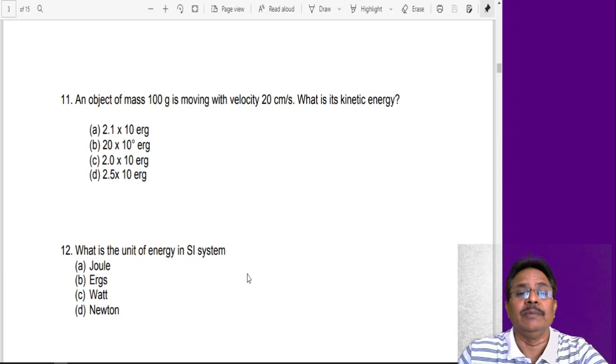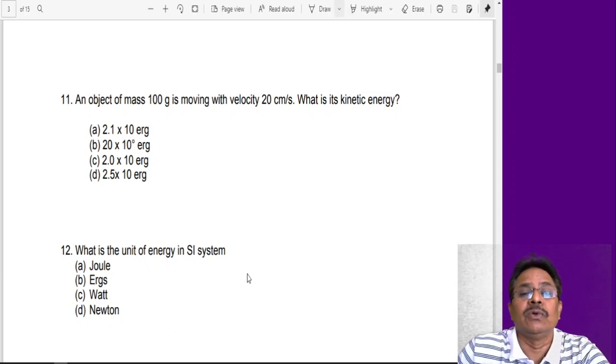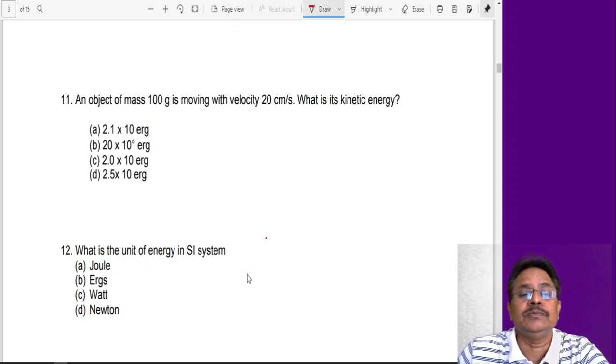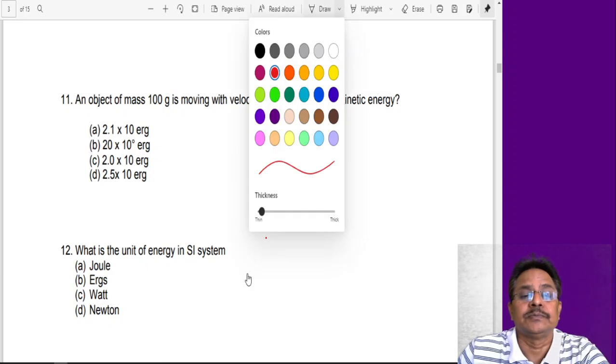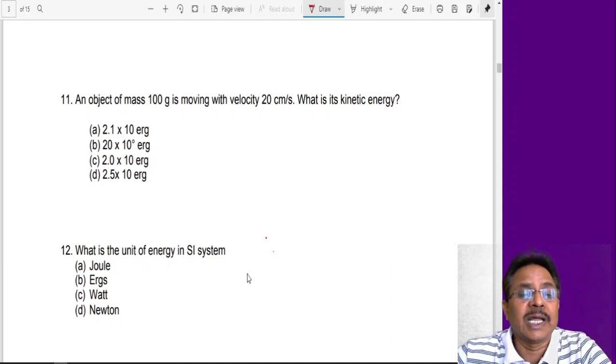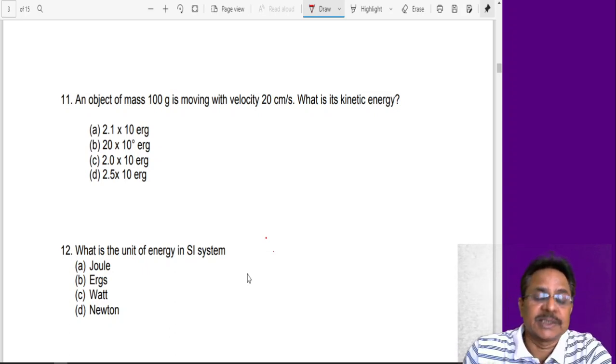Question number 11. So we'll go for these questions. Question number 11 is as follows. An object of mass 100 gram is moving with a velocity of 20 centimeters per second. What is its kinetic energy?